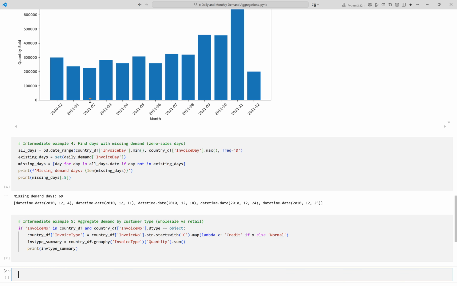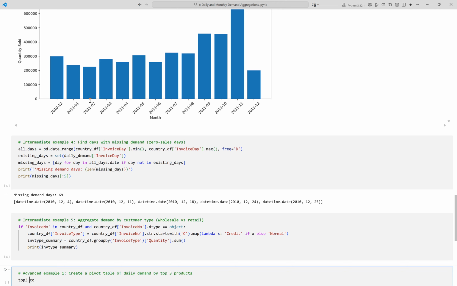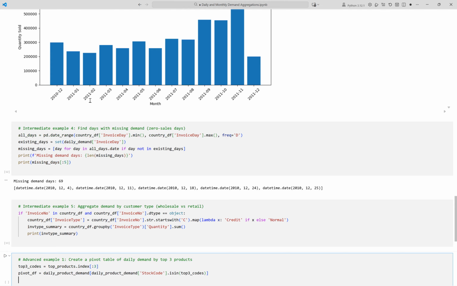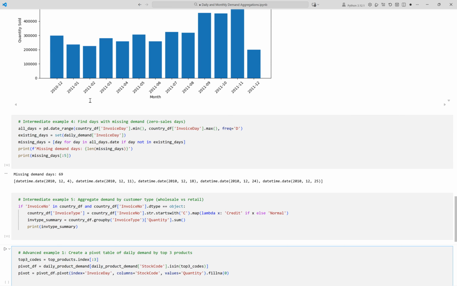Managers often want to see time trends for the best sellers side by side. We select the top 3 most demanded products. We filter the daily demand to these 3 products. We create a pivot table with dates as rows and products as columns. We replace missing values with 0 and print results. This helps compare demand patterns.